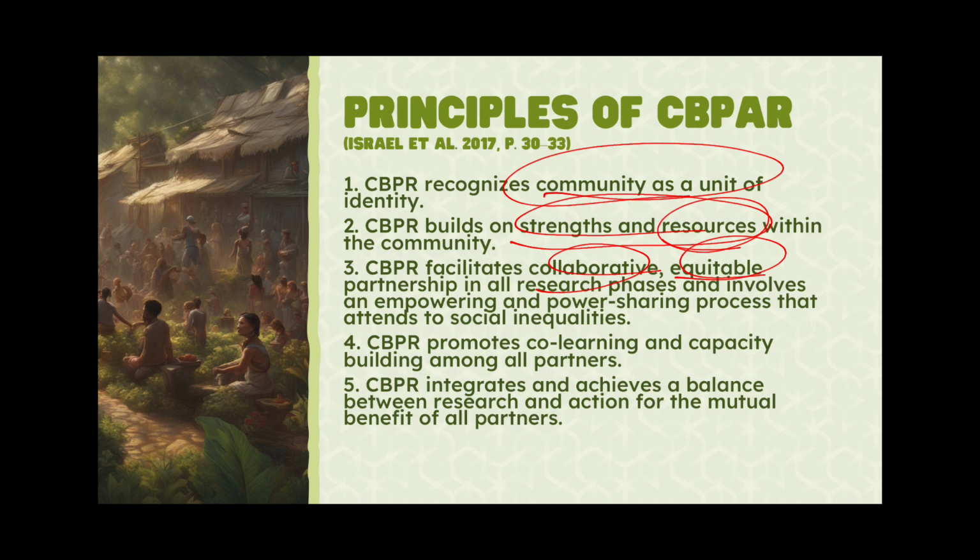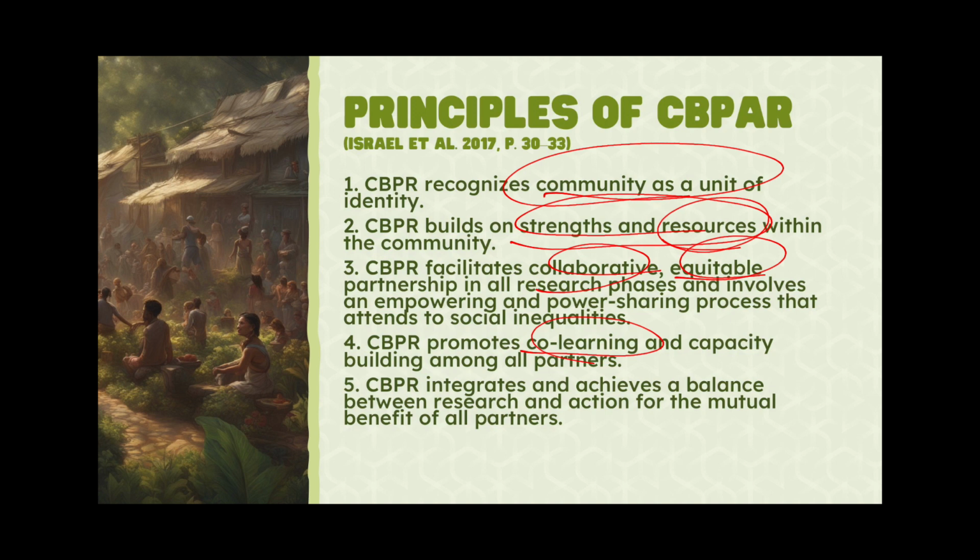Sometimes, to the point, and most of the time to the point, that we call our participants or community participants co-researchers, and I mentioned this earlier. CBPAR promotes co-learning and capacity building among all members or all partners. So when we say co-learning, it means that we also get to learn from them about the way they synthesize data. How do they draw insights from what they experience?